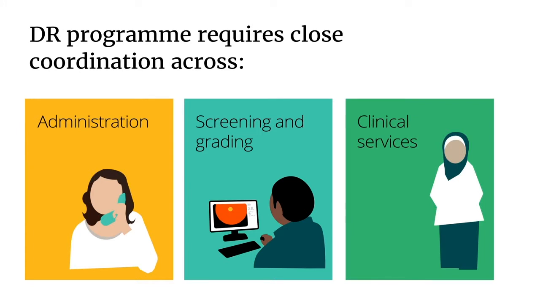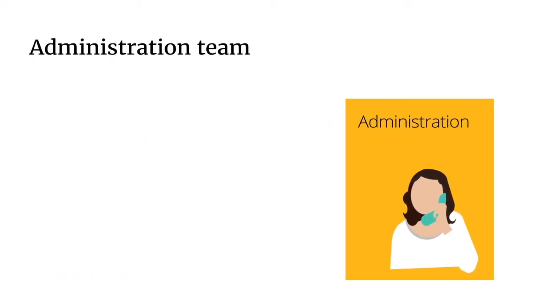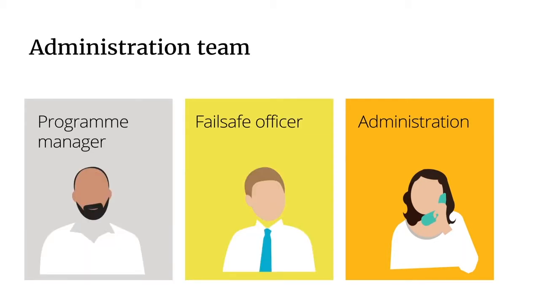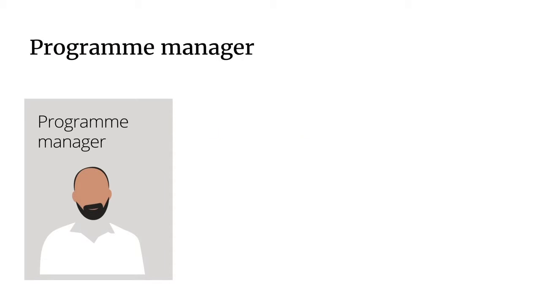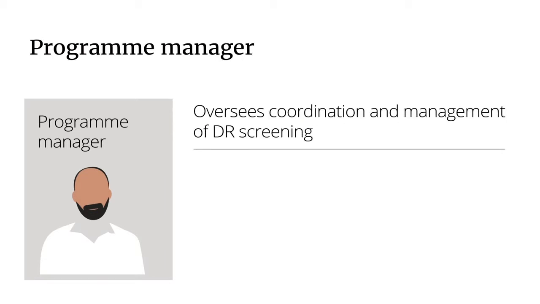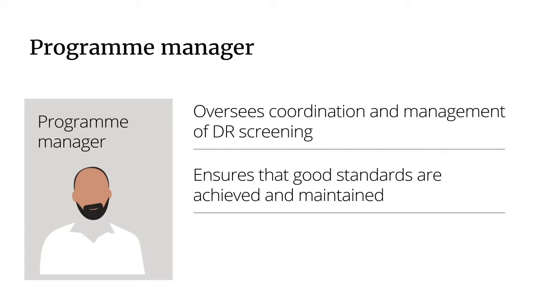Let's consider the team roles in each of the three key areas. The administration team consists of a program manager, fail-safe officer, and administrators. Initially, these roles may overlap, but they are all essential for the safe running of a DR program. The program manager oversees the coordination and management of the screening and is responsible for it alongside the lead clinician. It is their responsibility to ensure that good standards are achieved and maintained throughout the program.